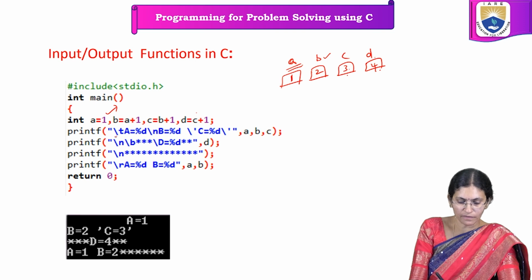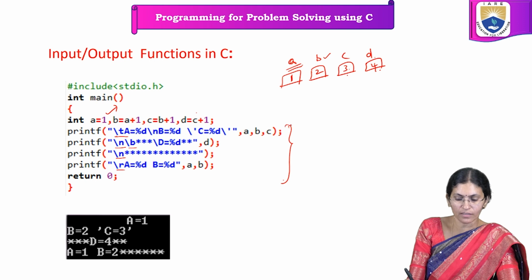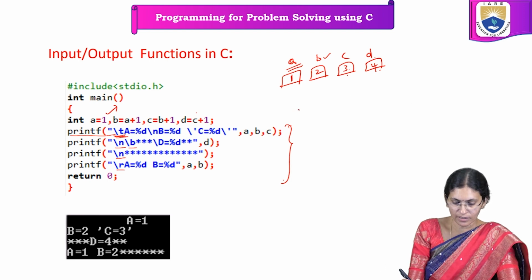In the printf statement, we have used these different escape sequences, so we can predict the output. First, we'll see the output of the first printf statement. Here we have backslash t, which introduces a horizontal tab in the text. As soon as the program is executed, the cursor will move and some spaces will be introduced. After that, the value of A will be printed. A is equal to, the format specifier here is %d, and the corresponding value is stored in the variable A, so A will be equal to 1.